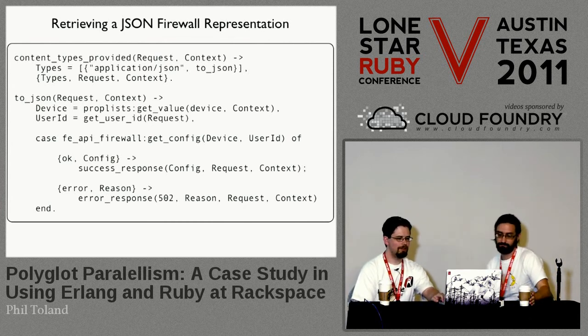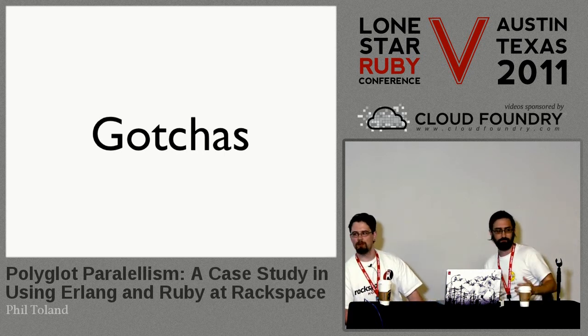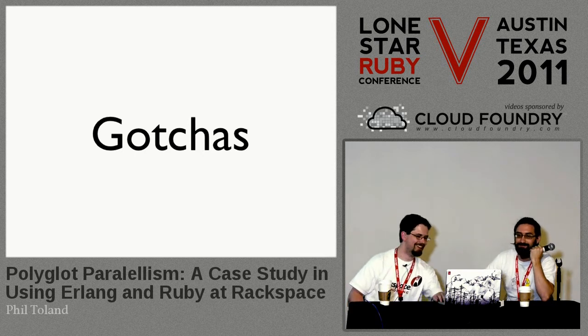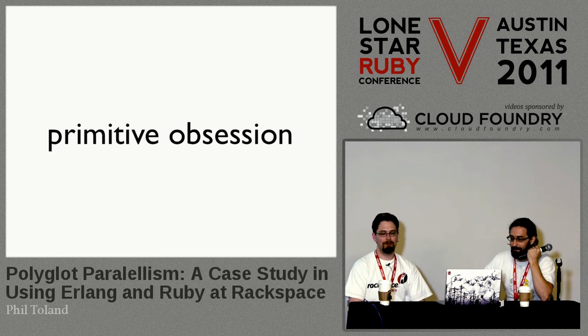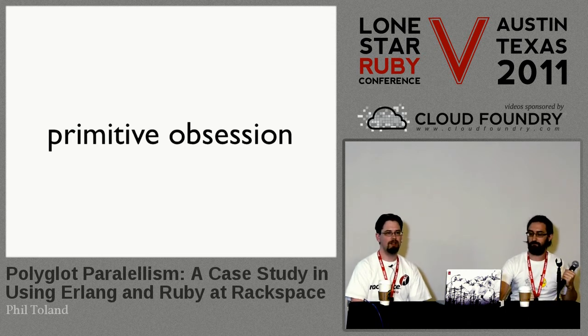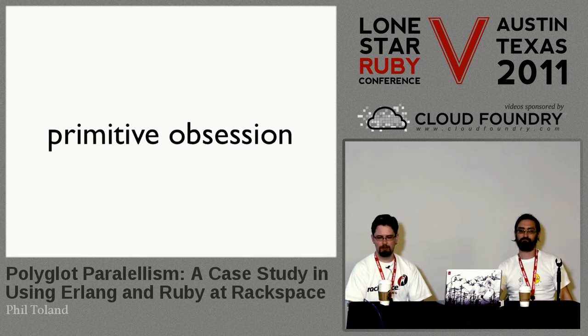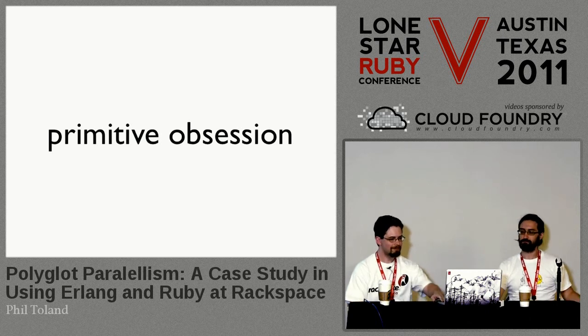So if you do go out and decide, hey, I want to look into this Erlang, we wanted to warn you about a few things that we learned through blood, sweat, and tears. And the first is the primitive obsession. Erlang's types feel very low level compared to Ruby. You can get a long way in Ruby with string, array, and hash. Erlang doesn't have any sort of literal hash or dictionary structure, and strings are a little bit different.